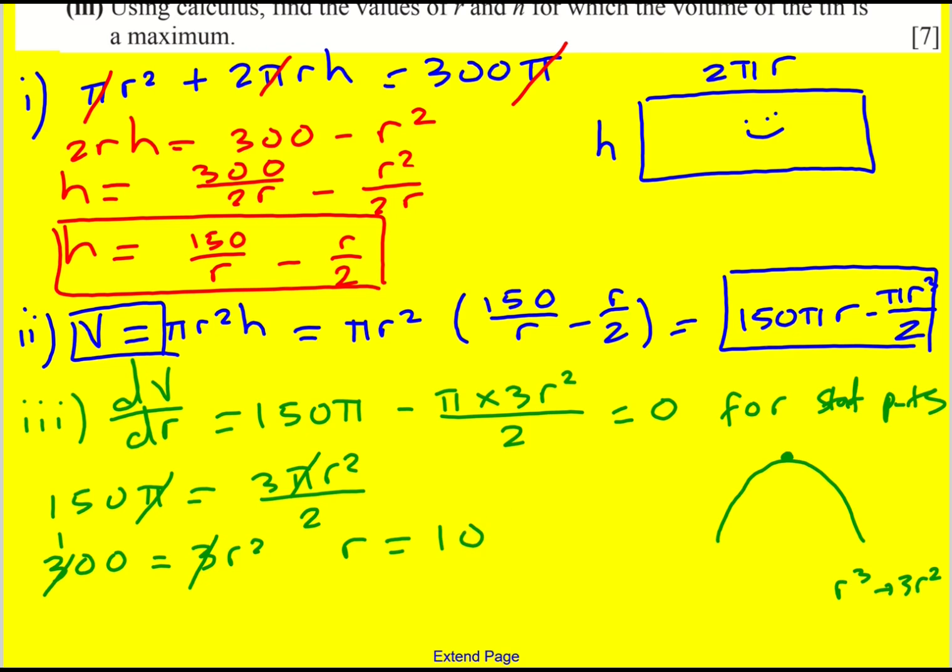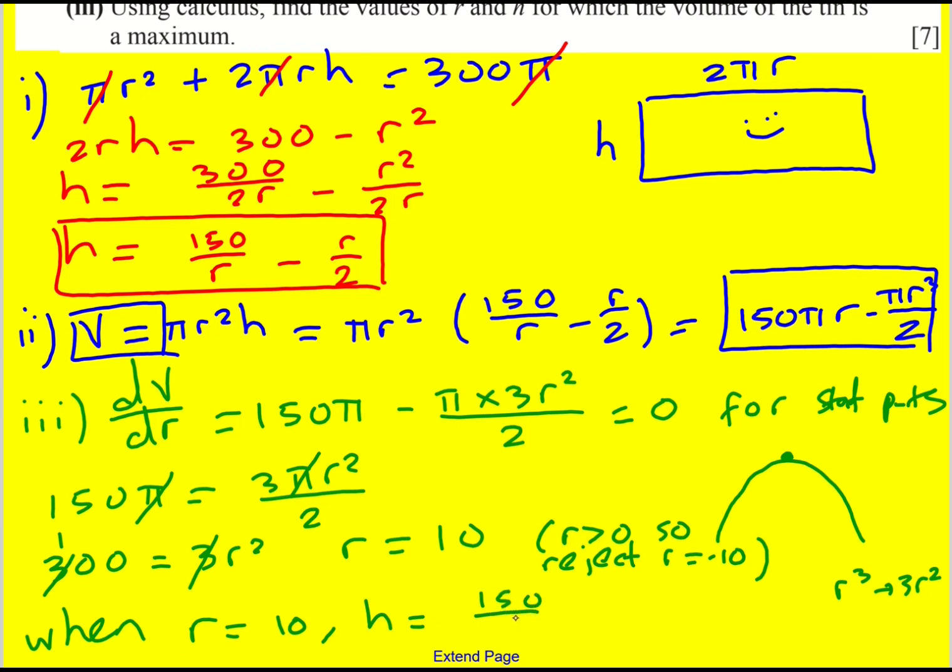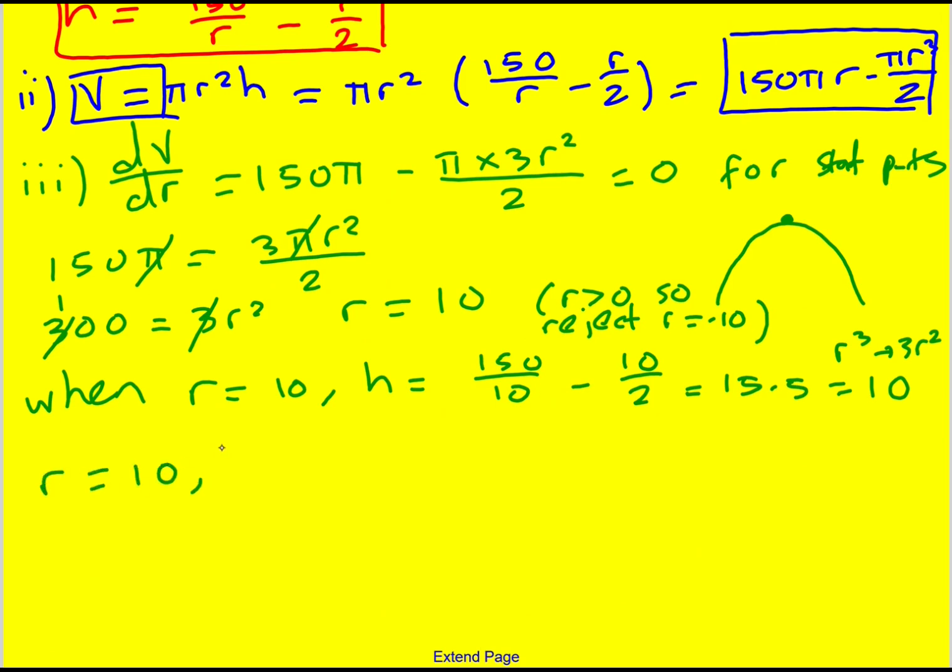You can ignore the minus 10 because it's not a physical solution to this. It's got to be greater than 0. I'm just going to say r greater than 0, so reject r equals minus 10. And then I'm going to find h. When r is equal to 10, h is going to equal 150 over 10 minus 10 over 2, which becomes 15 minus 5, which is also 10. R is 10, h is 10.